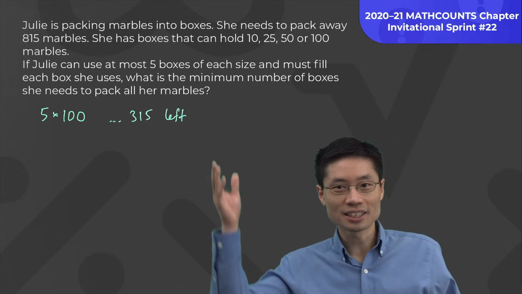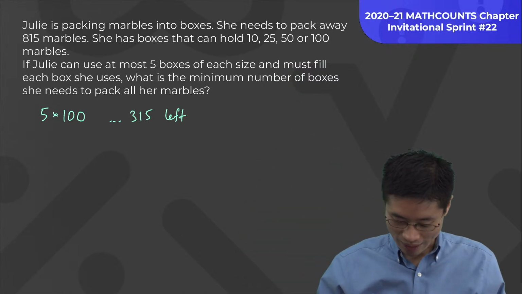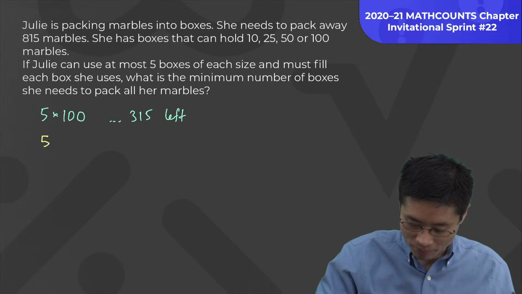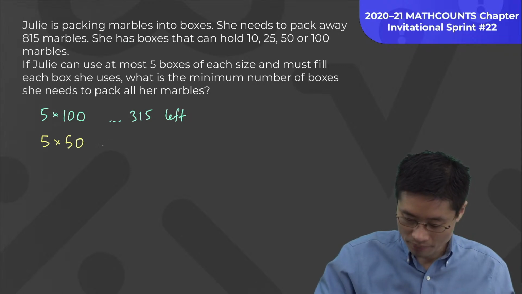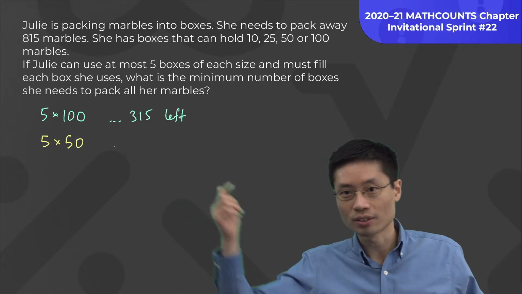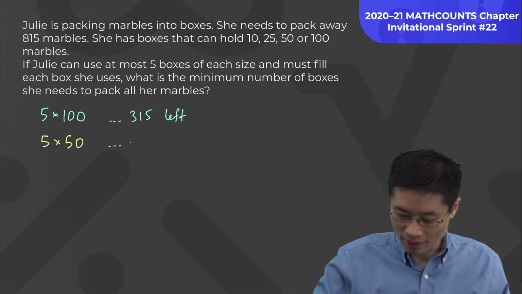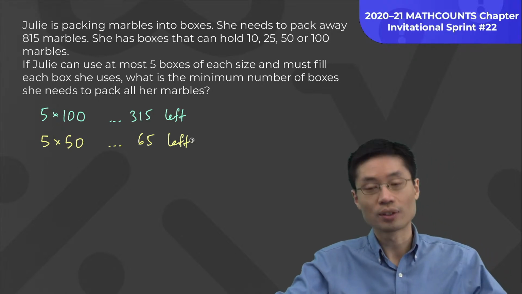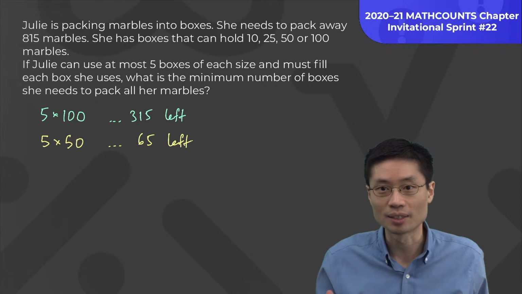Okay, the next thing is, I guess, let's try to use the 50s, see what happens. Grab 5 of them. So that would take 250 out, and if I take 250 out of this, that's going to give me 65 left. I just subtracted 315 minus 250 in my head.